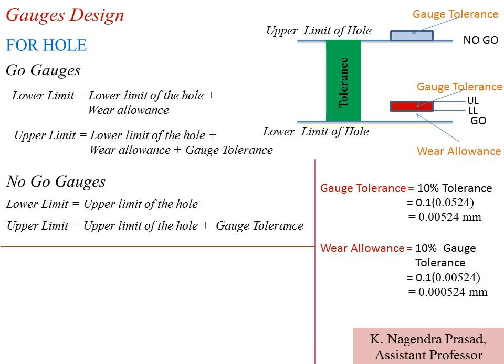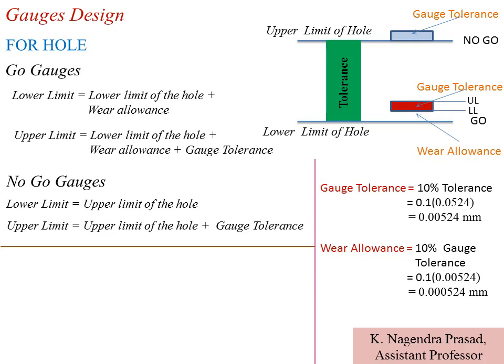So gauge tolerance equals 10% of the working tolerance, which we have already calculated, that is the IT8 value, equal to 0.0524. So the gauge tolerance value will become 10% of the working tolerance, that is 0.1 into 0.0524. So the gauge tolerance value is equal to 0.00524 mm.